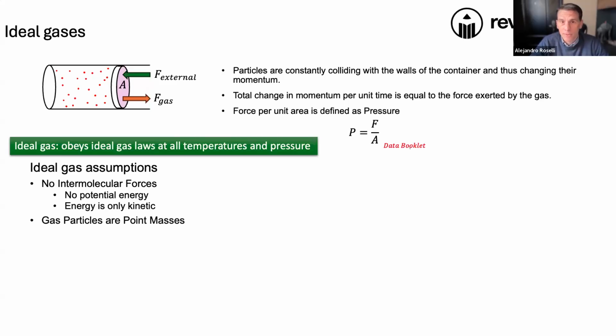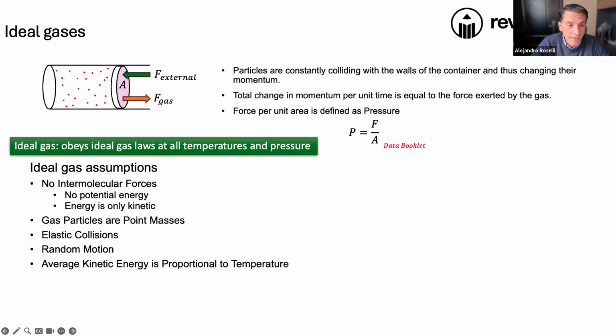Gas particles are point masses. That means that they occupy a negligible volume. The volume occupied by the particles themselves is assumed to be zero. All the collisions are elastic. That means that no energy is lost in the collisions. The total energy remains constant. Particles are moving randomly, and the average kinetic energy is proportional to the temperature of the gas.